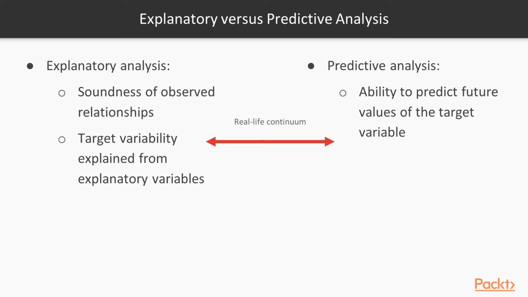On the other hand, if your objective is to predict the value of a target variable given a set of predictors, you will be way less interested in assessing the soundness of observed relationships and the ability to explain variability. All you will be interested in will be the accuracy of your predictions.